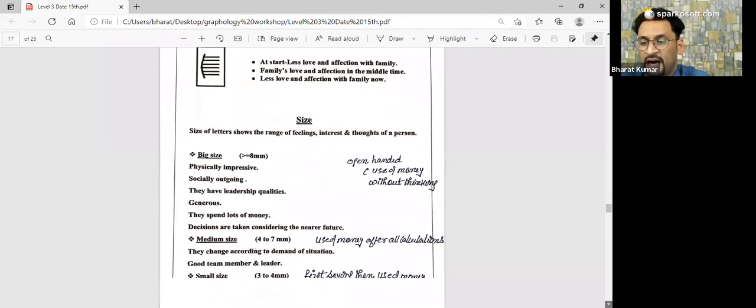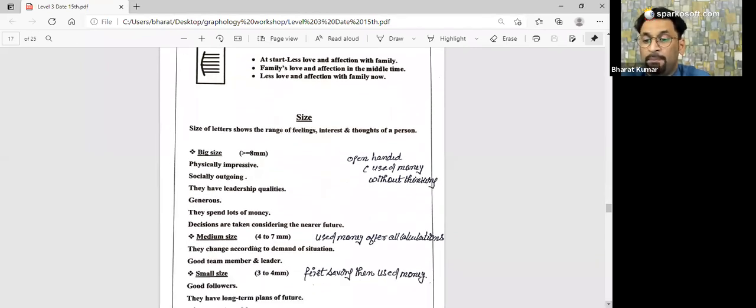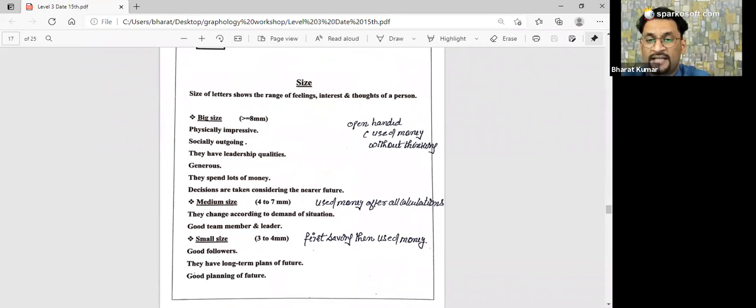Size of letters. If extremely big size letters are used, what can be the possible interpretation? More than 8 millimeter. They are open-handed. Open-handed, ये खर्चीले लोग होते हैं. Without thinking, they can waste their money. बहुत खर्चीले लोग होते हैं. Socially outgoing, physically impressive, अच्छा body nature होता है. They have leadership quality. Problem is open hand, खुले हाथ के होते हैं, बहुत खर्चीले होते हैं.